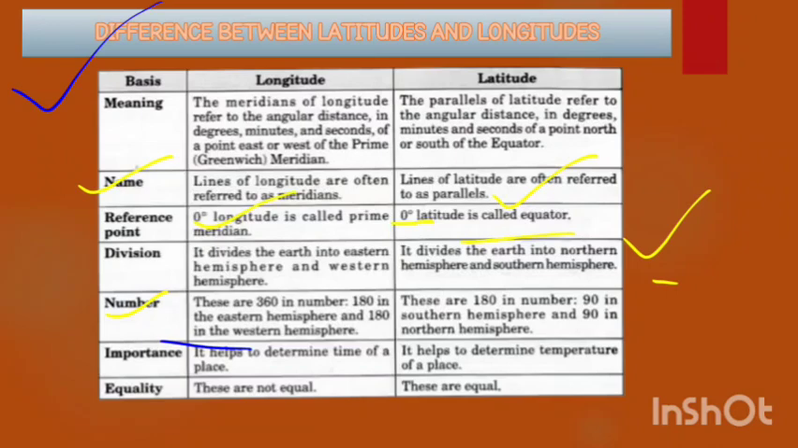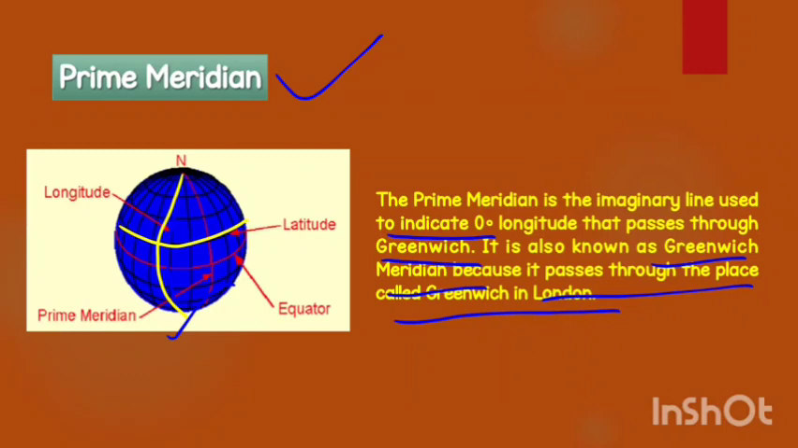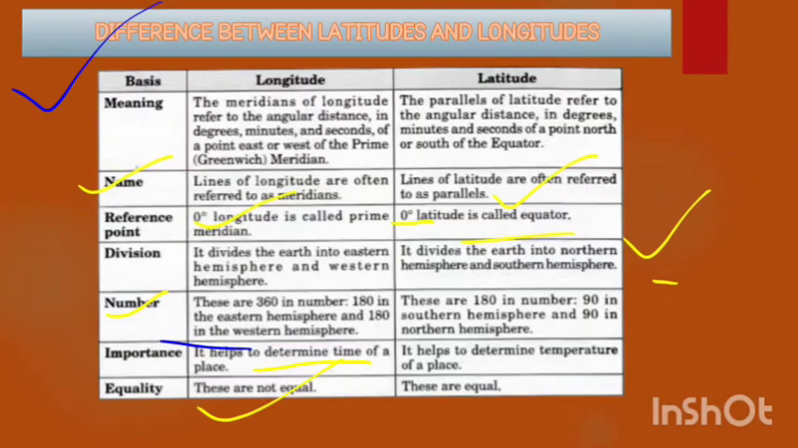What is the importance of longitude and latitude? It helps to determine the time of a place. When we are measuring time, we use longitude. When we are determining the temperature of a place, we use latitude. The longitude intervals are not equal, because in this picture it is clear that toward the northern and southern poles the interval between two longitudes decreases. But latitudes are equal in length. All are 1 degree equals 4 minutes.